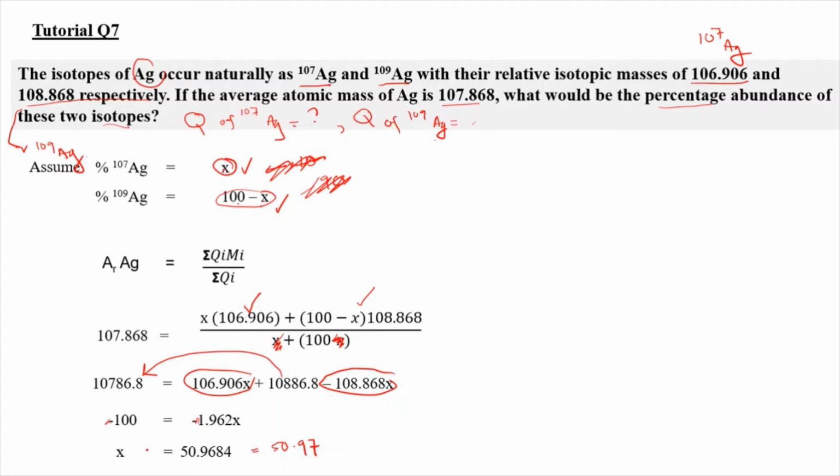Okay, and please do not leave your answer like this, because you need to make a conclusion, because they ask you what is the percentage abundance of these two isotopes. Therefore, you can say that the abundance of the 107 Ag is equal to x, where x here refers to 50.97%. And for the abundance of 109 Ag, it is equal to 100 minus 50.97, and we can get 49.03%. Okay, and this is how you answer the question fully and completely.